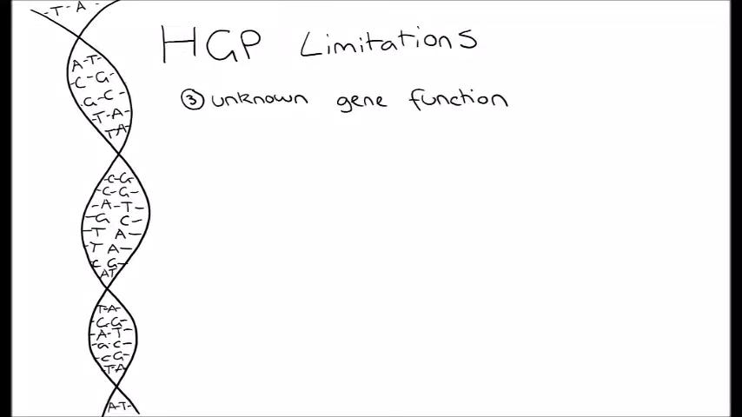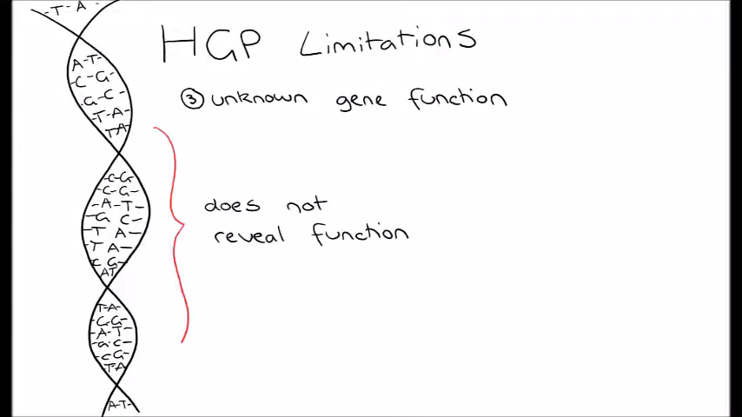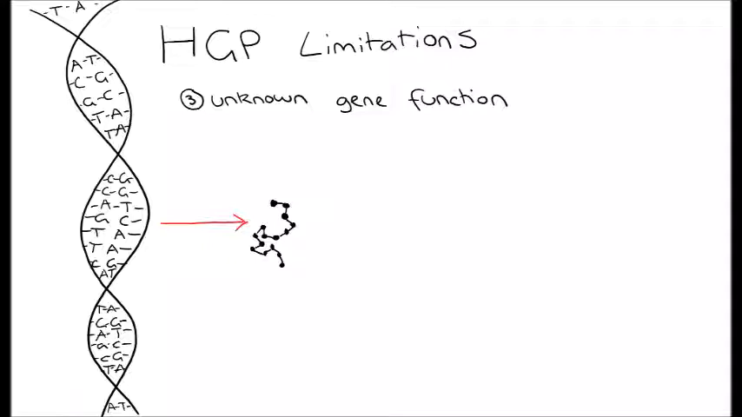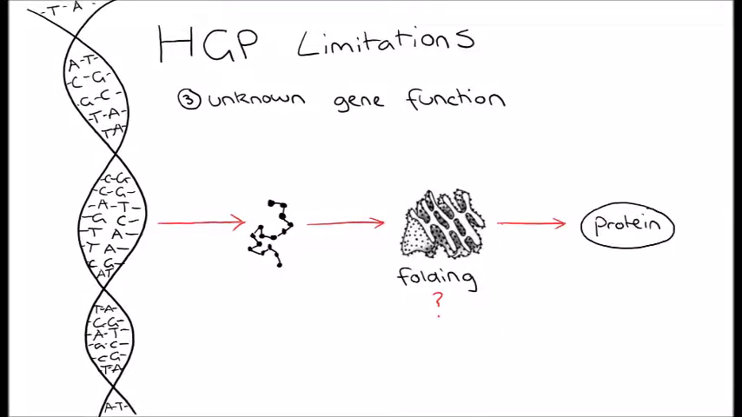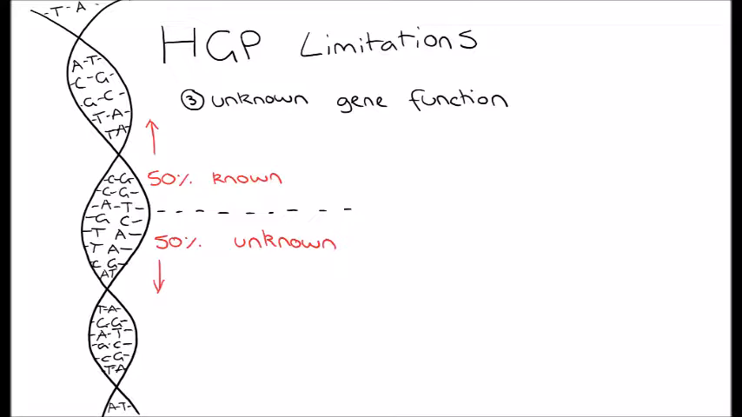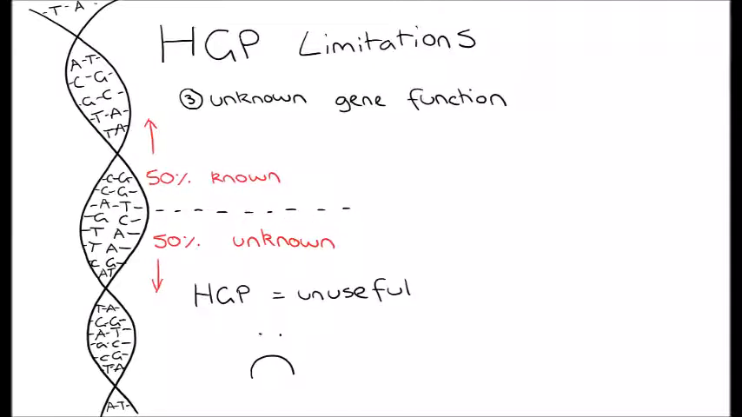The HGP sequences all the genes in the human body, but just sequencing one gene does not tell us its function. Scientists are able to figure out the sequence and therefore the amino acid chain, but they do not always know how the amino acid chain will be folded in the rough endoplasmic reticulum to create a protein. Scientists do not know the functions of approximately 50% of genes, so in those cases the HGP is not useful until further research is completed.